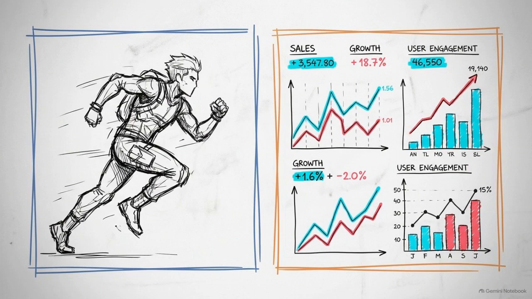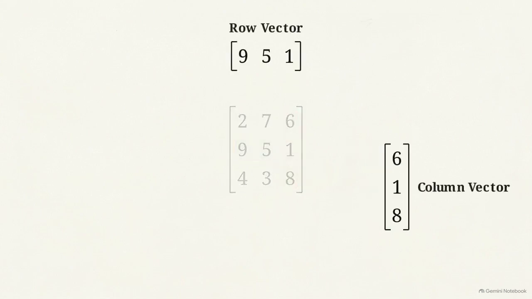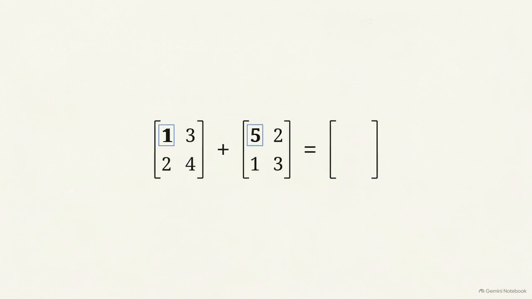When you see a 3D character rotating in a game or an algorithm predicting stock prices, you are looking at matrices at work. They are the mathematical engines powering modern computing. A matrix is simply an ordered grid of numbers, arranged in specific rows and columns. If that grid is a single row or a single column, we call it a vector.